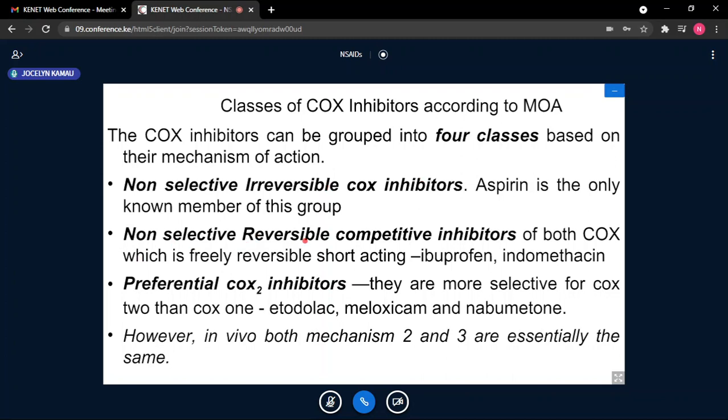Then we have the non-selective reversible, which means it's competitive inhibition. Their binding of the COX enzyme is dependent on some factors like concentration. They are competing for the same enzyme with, of course, the arachidonic acid. If you increase their concentration, they'll bind more, but they'll bind and then leave, so they give some room for binding of arachidonic acid. So it is reversible competitive inhibition, where inhibition is highly dependent on concentration. You have drugs like ibuprofen. In fact, most of the others belong here. Then you have preferential COX-2 inhibitors.